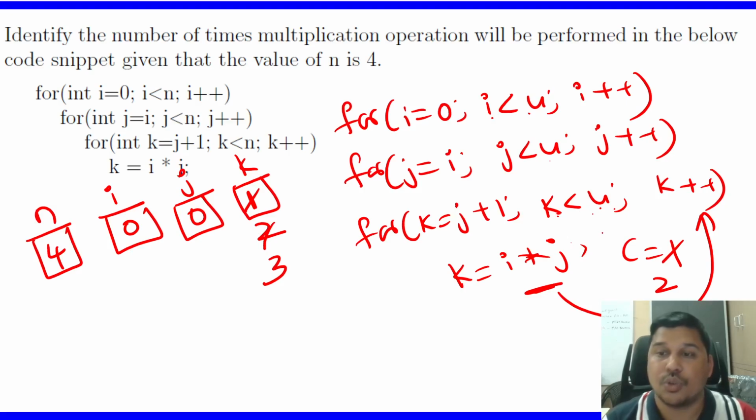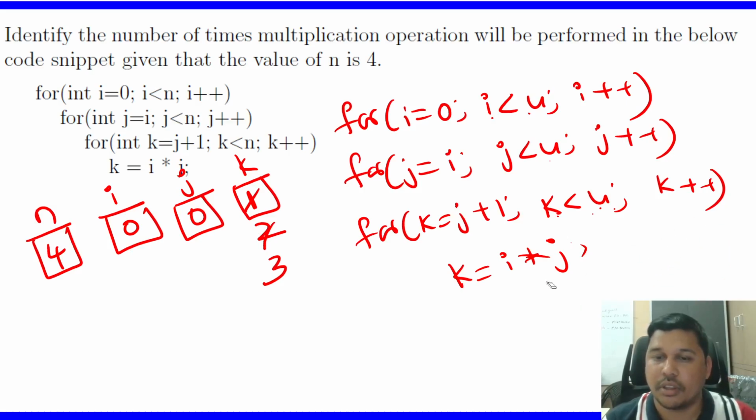We missed one point here. Sorry. I will come back to this initialization part. K equal to j plus 1. So j value is 0, so k becomes 1. 1 less than 4, true. 1 is less than 4, it is true.